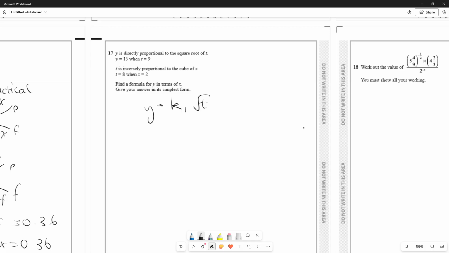Then we have t is inversely proportional. So this is k2 over the cube of x. The cube of x is x cubed. So now notice we can plug in t immediately. So y equals k1 times the square root of k2 over x cubed.